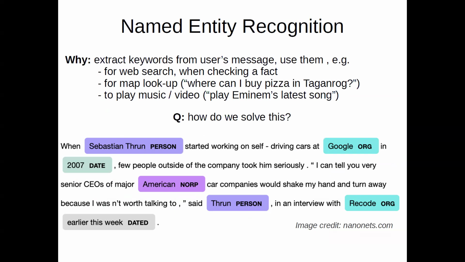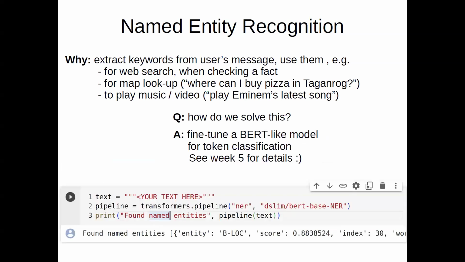Yes, as I said, maybe you want to understand if this is the name of a restaurant, or a geographical position, or a person, or a date. And you can do this with a BERT model, as you remember, and you can use a pre-trained model.